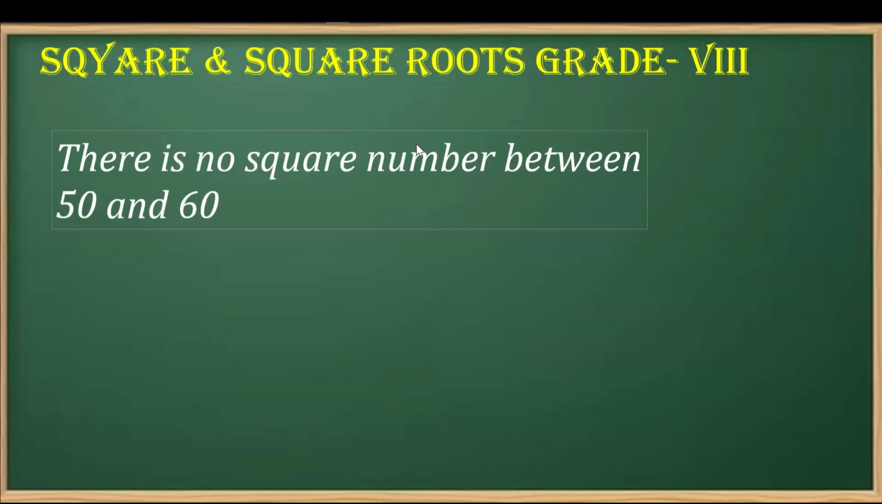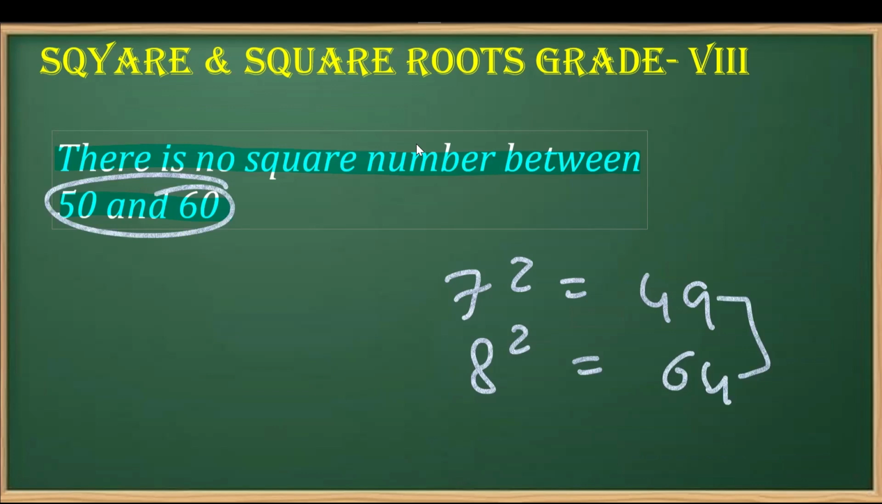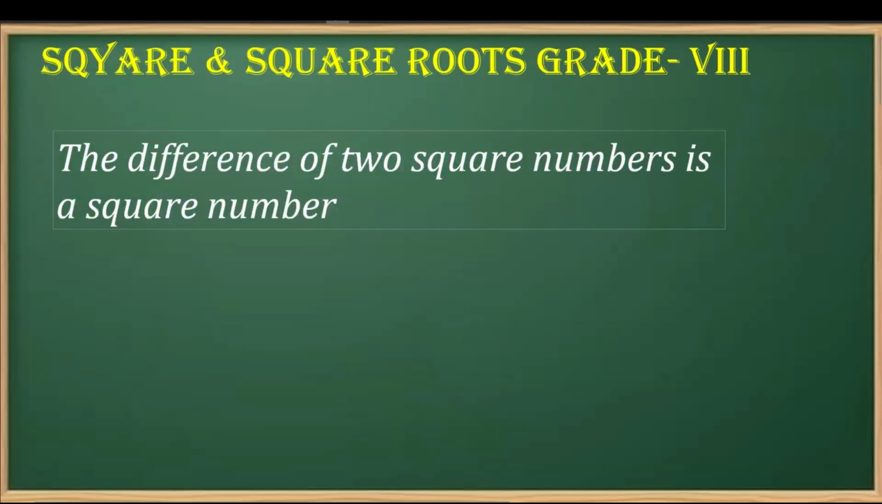The first question says there is no square number between 50 and 60. We can verify it. We know that 7 square, which is nearer to 50, is 49, and the next number after 7 is 8, and 8 square is 64. So clearly there is no square number between 50 and 60. So we'll say that this is a true statement. Now check for the next.